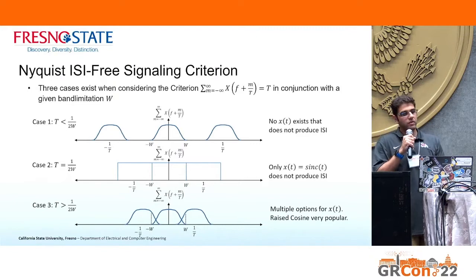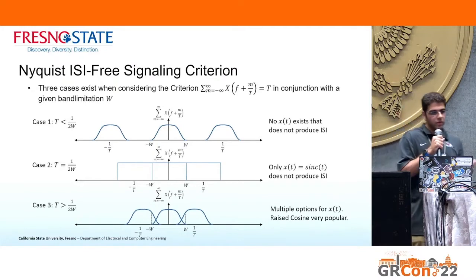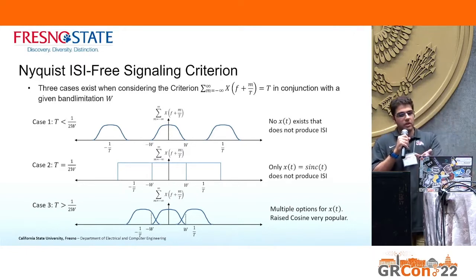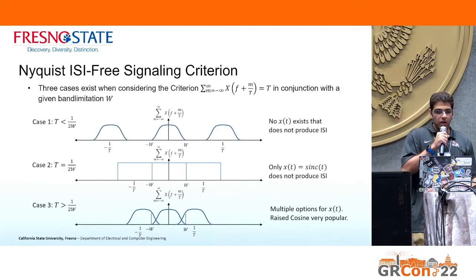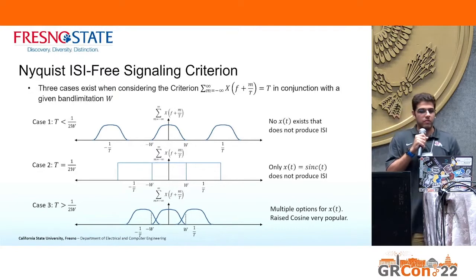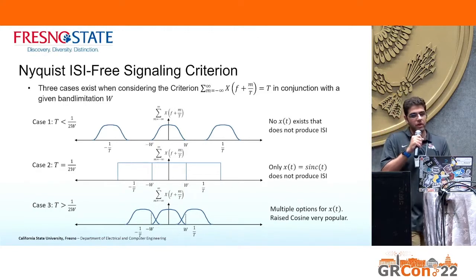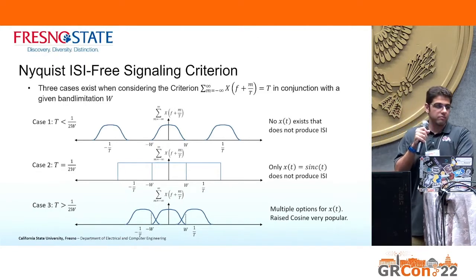In the second case, we signal at the maximum allowable frequency within our bandwidth. And really the only thing that can happen there is if x(t) is a rect function, which we know is a sinc in the time domain, but it's very difficult to work with a sinc. Then case 3, which most modern infrastructure works in, is signaling at a rate lower than the maximum allowable frequency for our band limitation. We can see there that there are filters that we could design, and of course the most popular is the raised cosine.